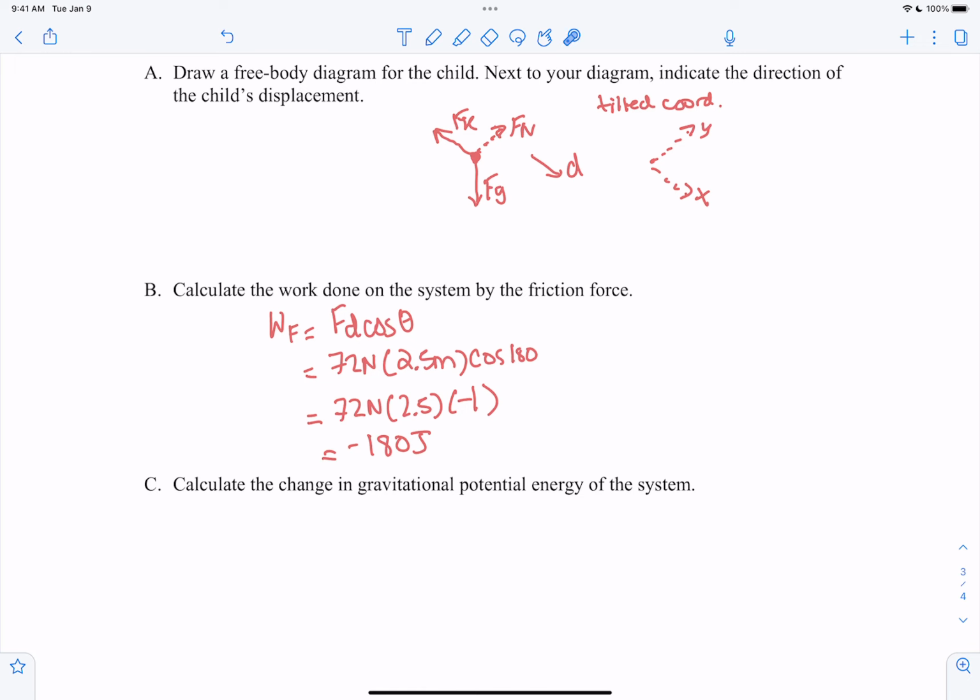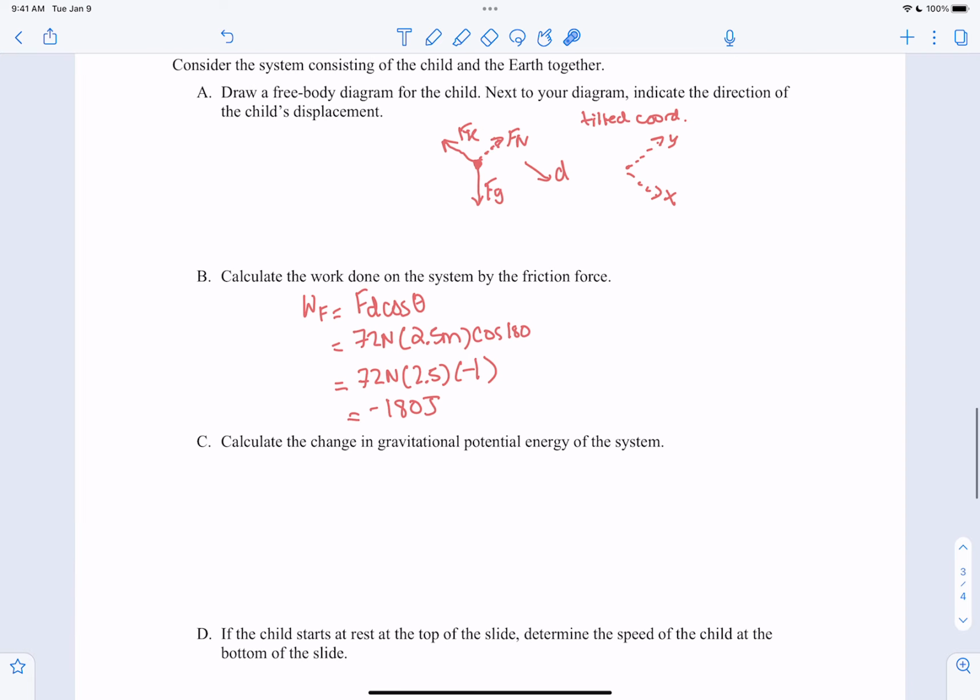So the friction takes away 180 joules from the system, essentially, or does negative 180 joules of work on the child. So there's a decrease of 180 joules of energy there. Does that make sense for part B?